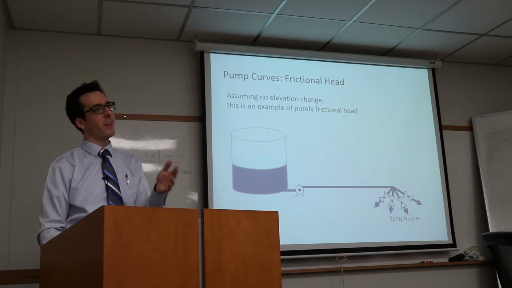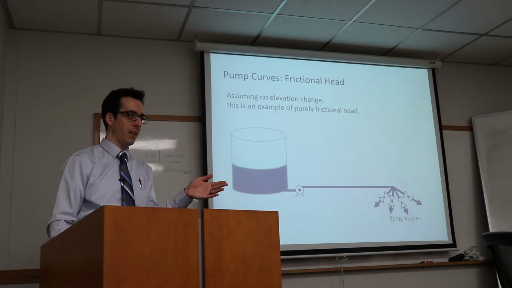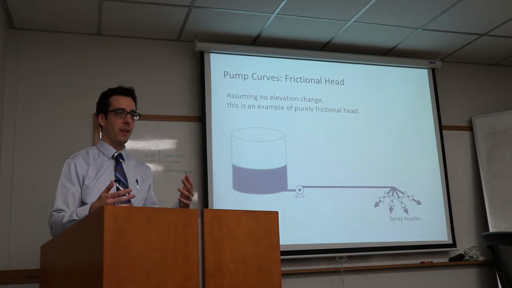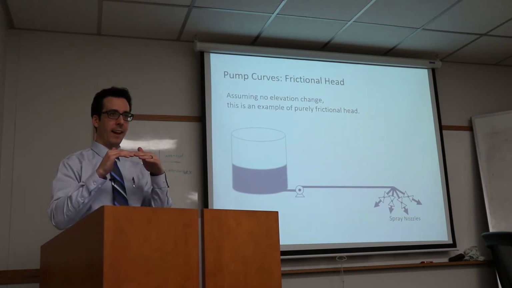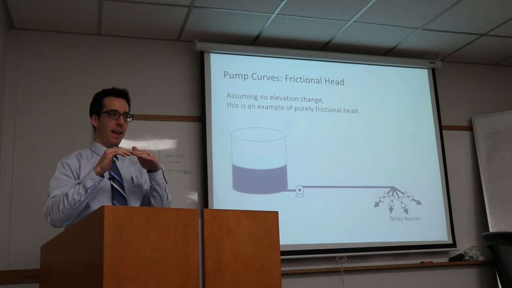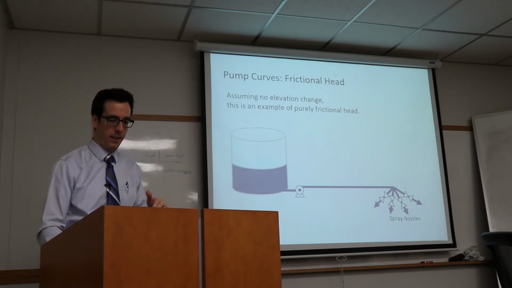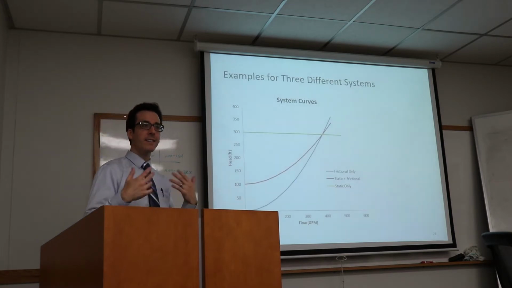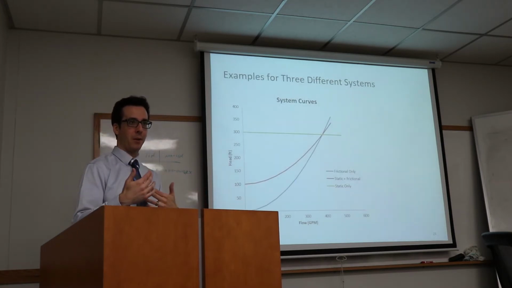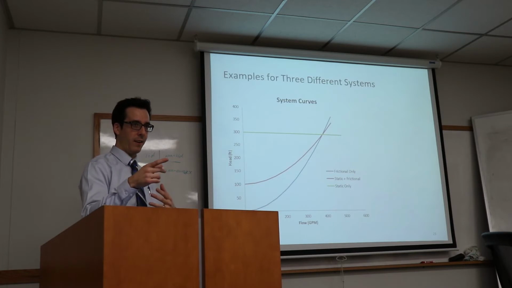It probably won't be strictly static and it won't be strictly friction. It'll be some of both. There will be some minimum amount of static head you have to overcome, and then the friction head will go up as the flow rate increases. And that's what we call a system curve. It's the opposite of a pump curve. And we'll put these two together after the break.